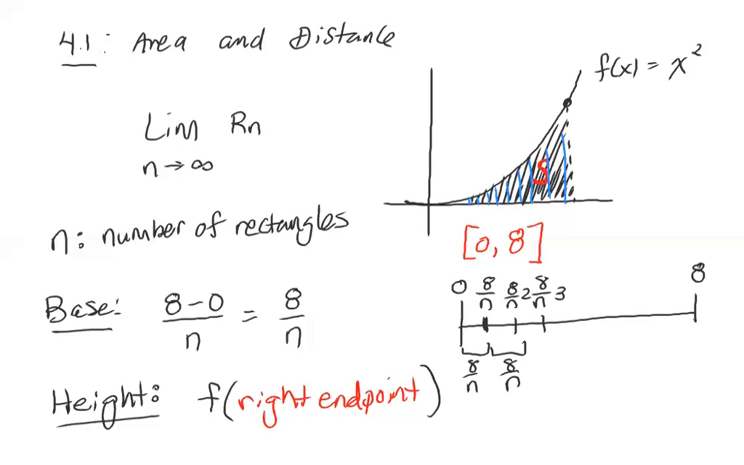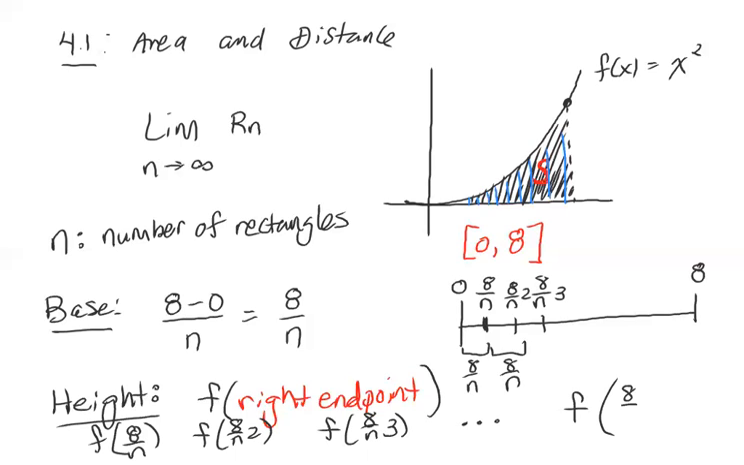So let's see. How could we represent that? The height of the first rectangle would be f of 8 over n. The height of the next rectangle would be f of 8 over n times 2, f of 8 over n times 3, all the way to the nth rectangle. The height of that would be f of 8 over n times n. Okay? Well, I could do a little bit better than that. I have a specific function f here. So instead of writing f of 8 over n, I could write 8 over n squared. So let's do that.